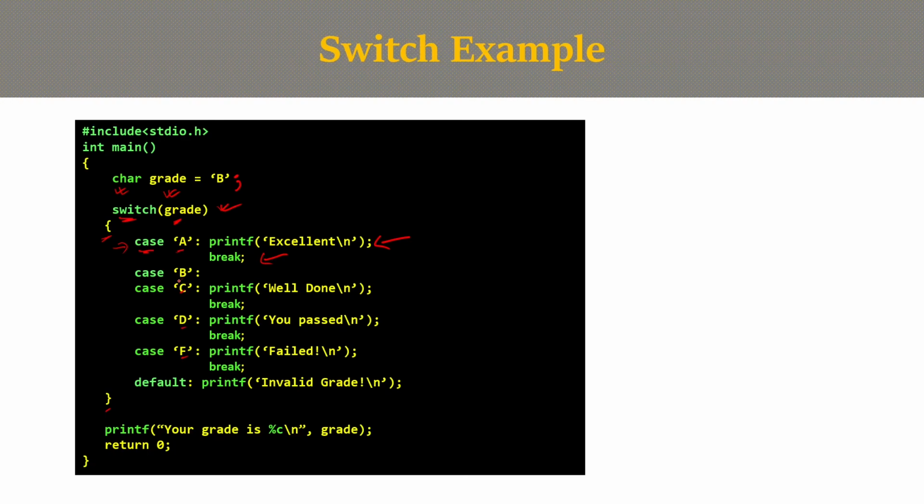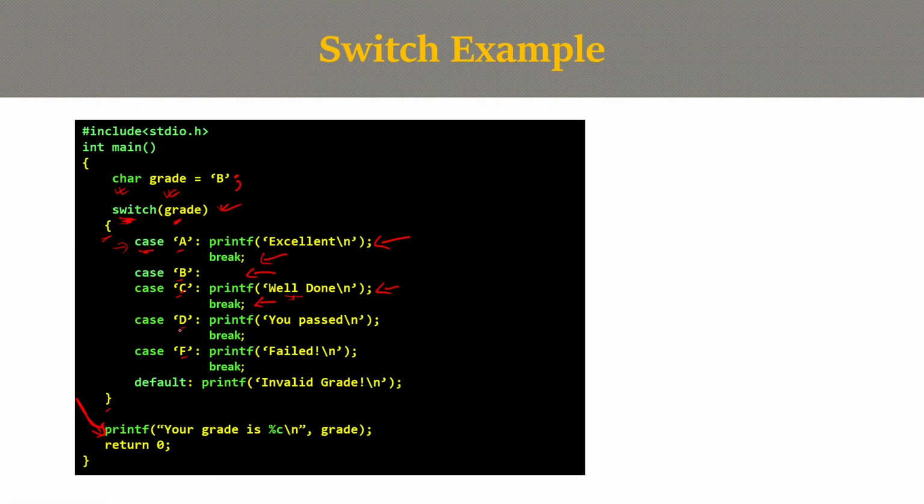If my grade is B or C, then if it's B, here we can see no statement is written. So it will go to the next statement and print well done. For B, it will be printing well done, and for C as well, it will be printing well done. Then it will again go to the next statement and find a break here. Since it finds a break, my program will break from this switch statement and go to this statement here.